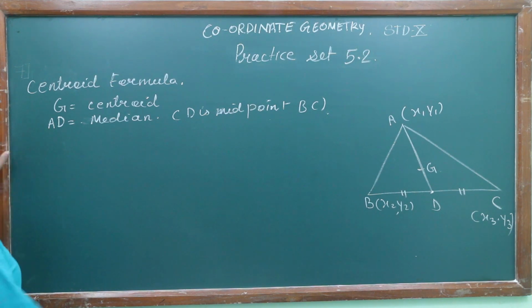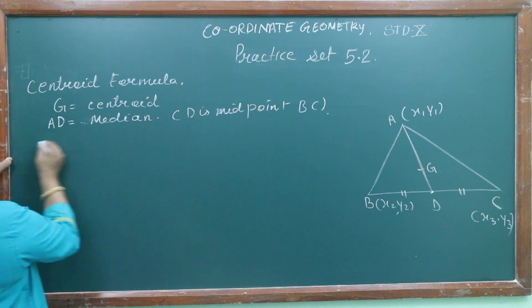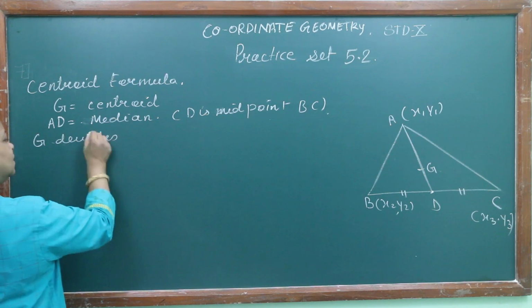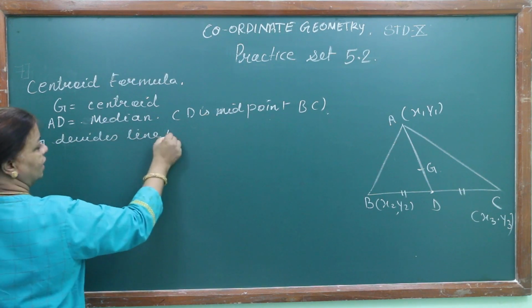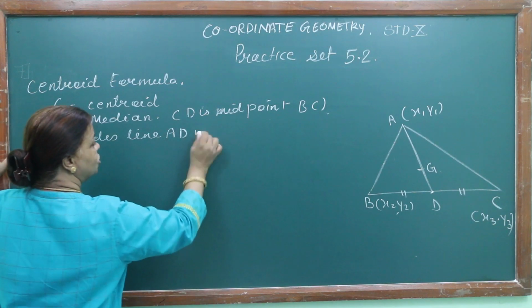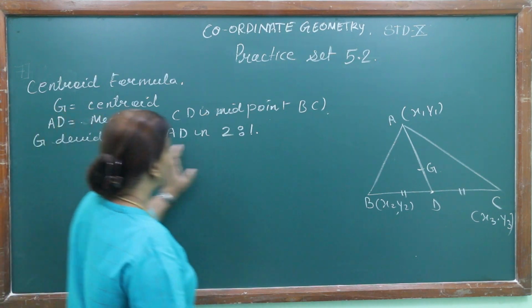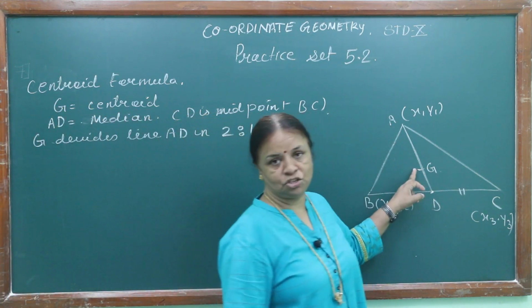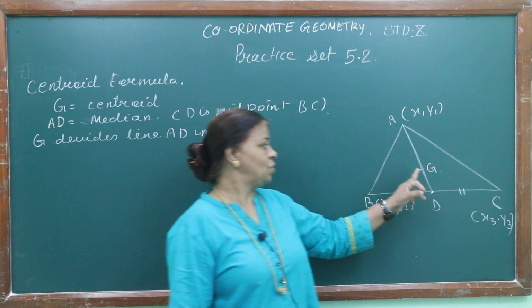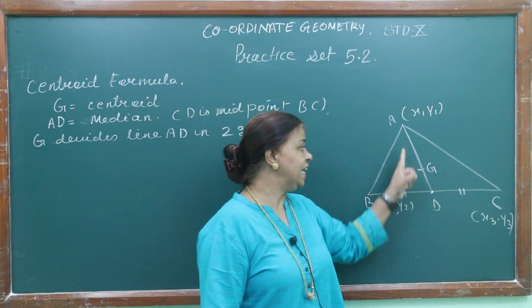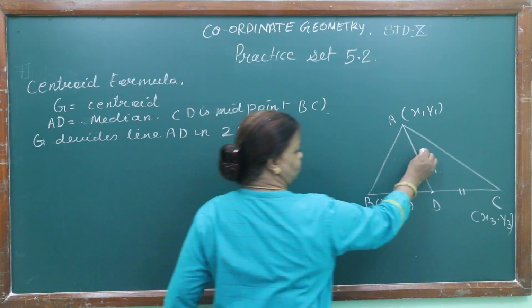So G divides the line AD in the ratio 2:1. If G is the centroid of the triangle, then it will divide the line AD in the 2:1 ratio.